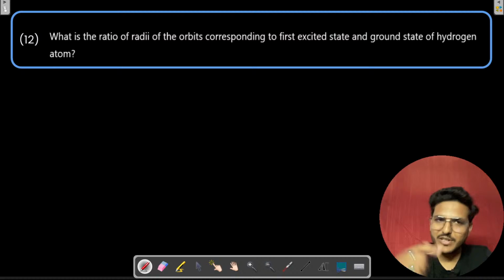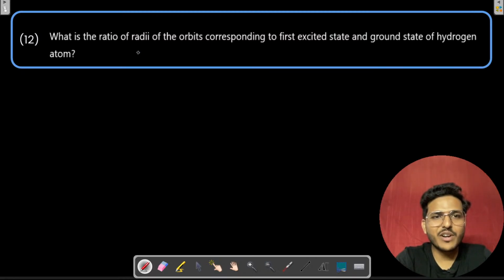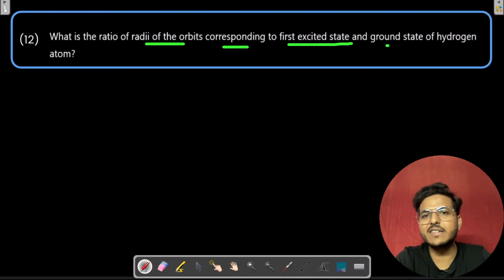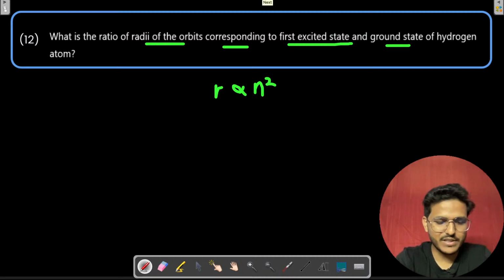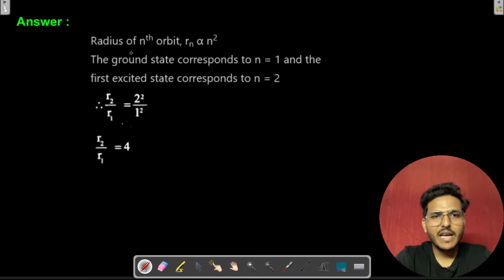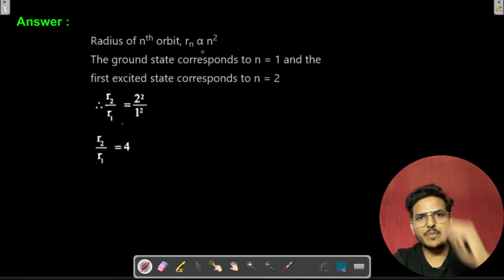Moving to next. What is the ratio of radii of the orbits corresponding to the first excited state and ground state of hydrogen atom? As you know, radius r is directly proportional to n square. Using this you can find the ratio. So the nth orbit, Rn, is directly proportional to n square.